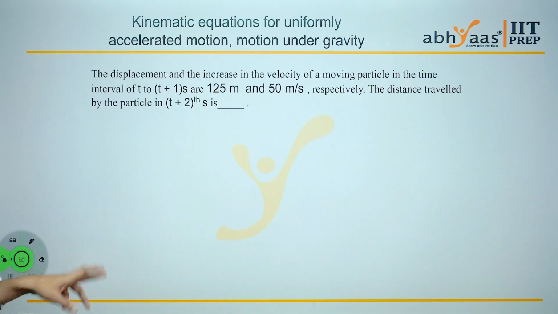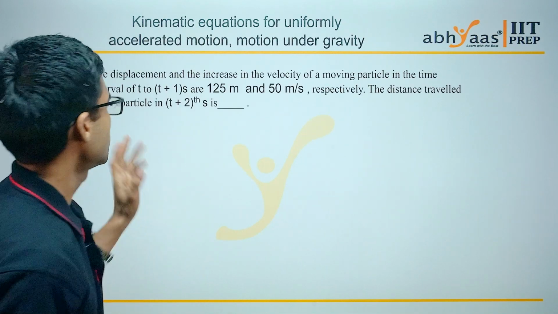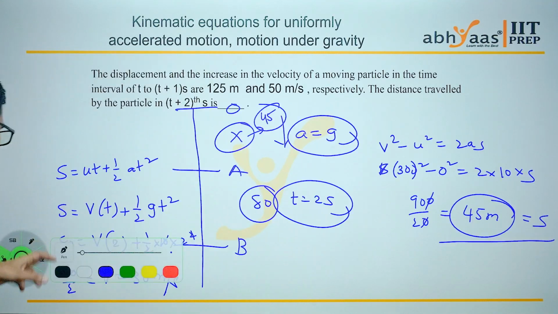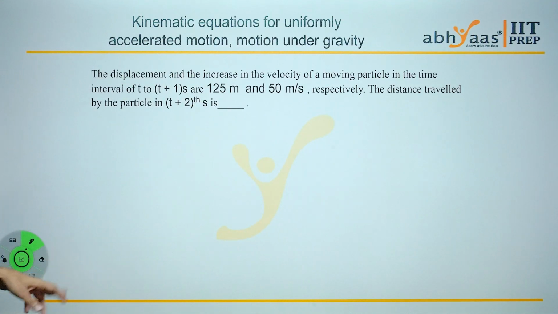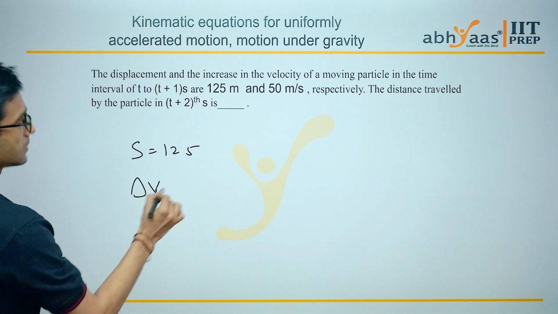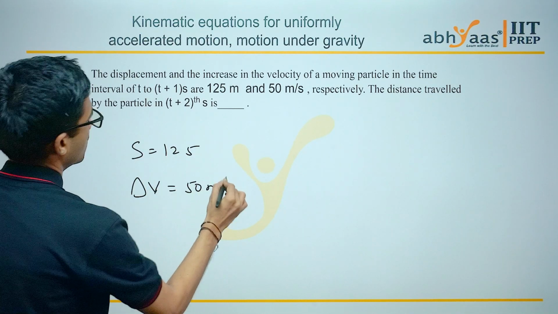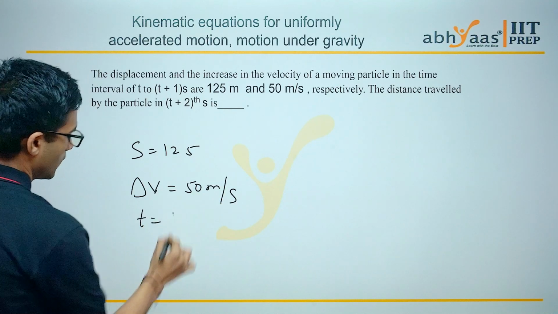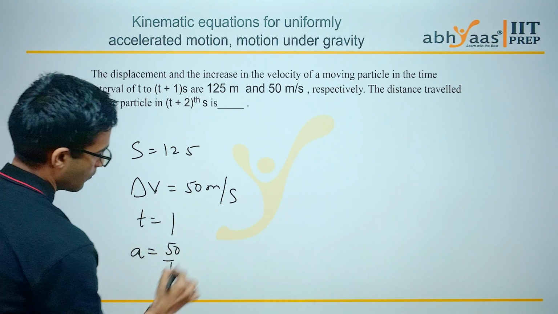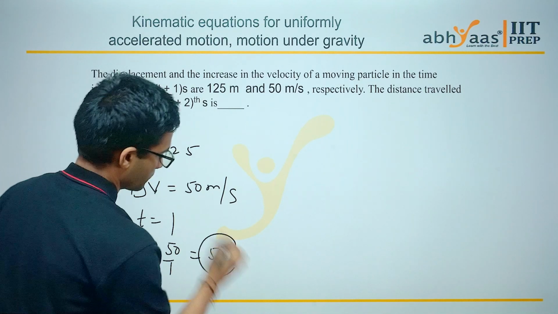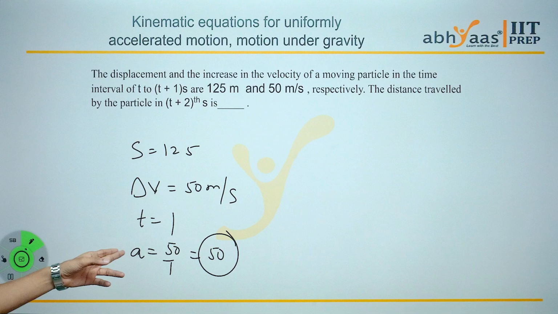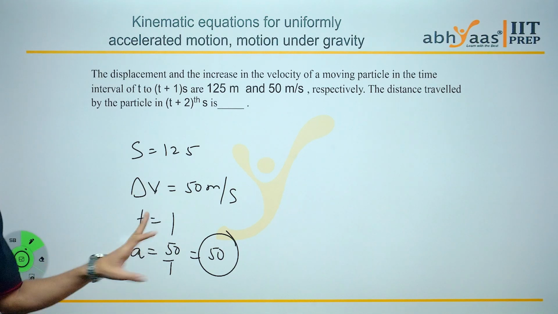Now going to the next one. Here what happened? Displacement and increase in the velocity. If you see, displacement is given, that is 125 meters. Delta V is given, that is 50 meter per second in a time of 1 second. Acceleration equals rate of change of velocity, 50 by 1, that is 50 only. Another way also you can do, that is V minus U equal to AT.